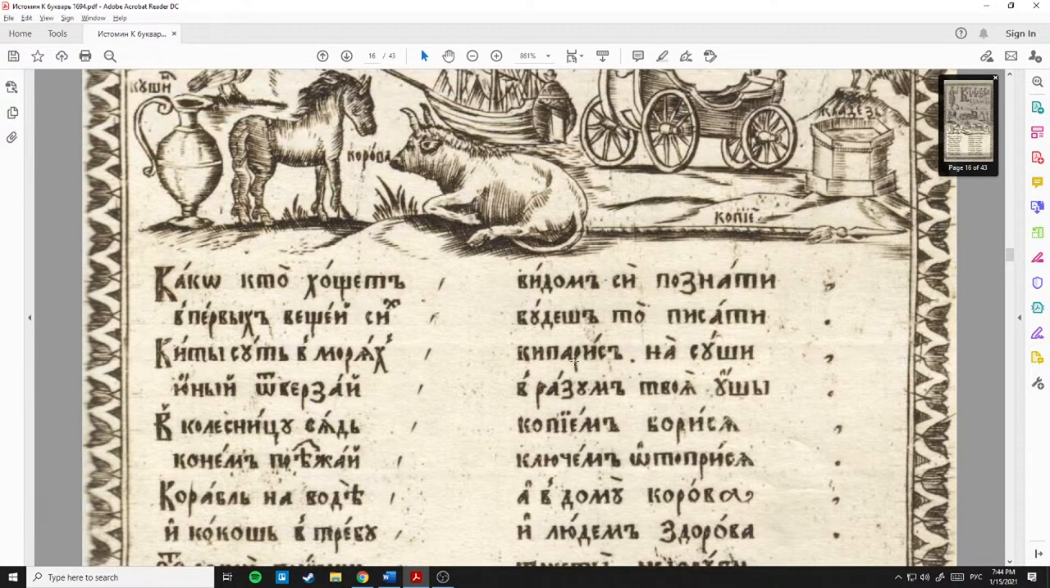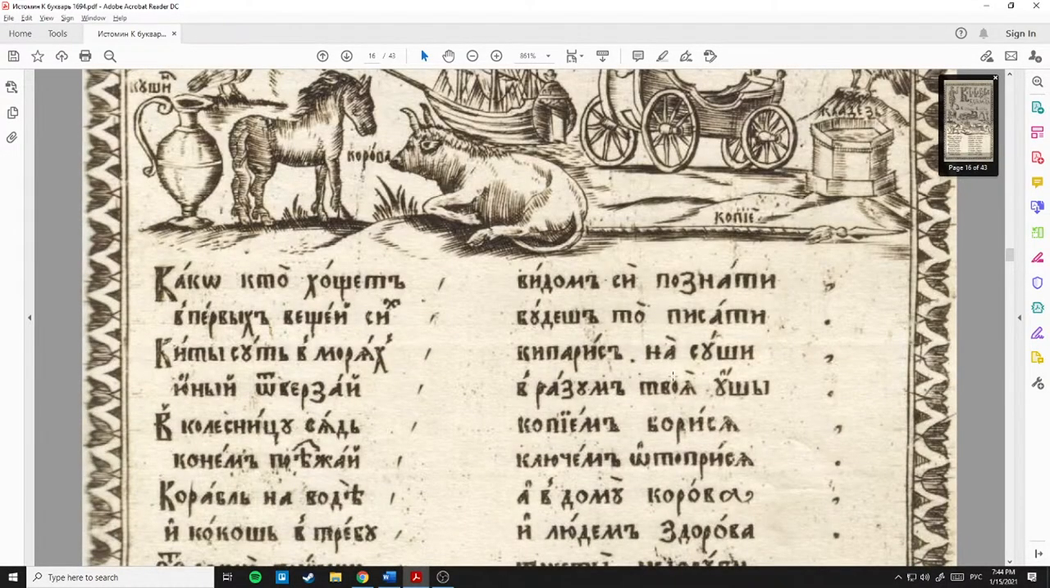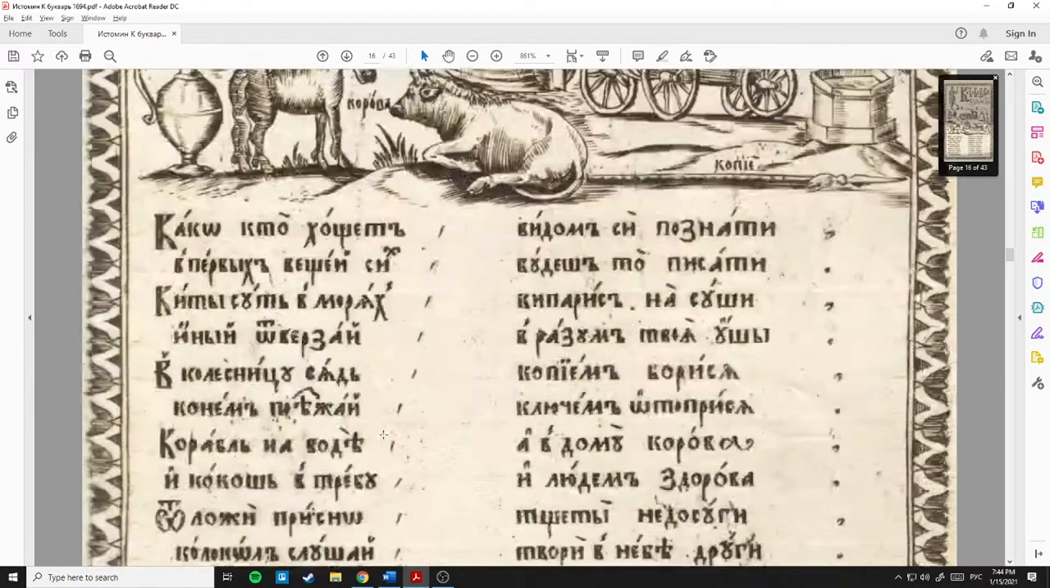Kiparis, oh, that's the tree, right? Kiparis na sushi. So these are on the land. These are in the sea, and these are na kopno, right? These are on the land.